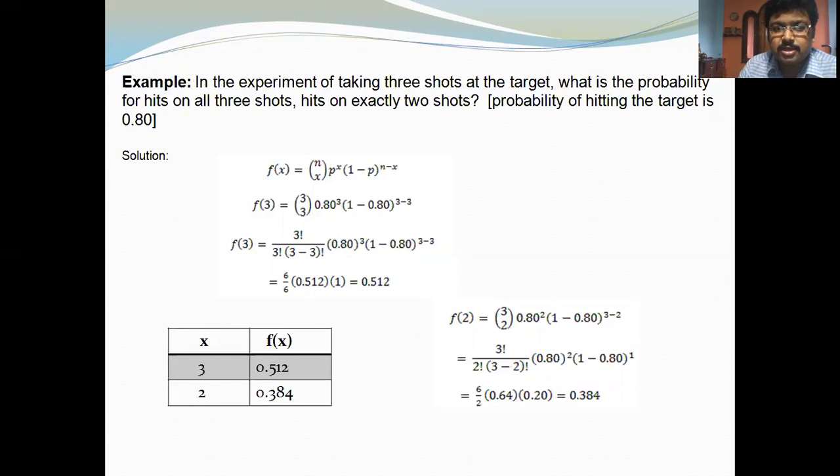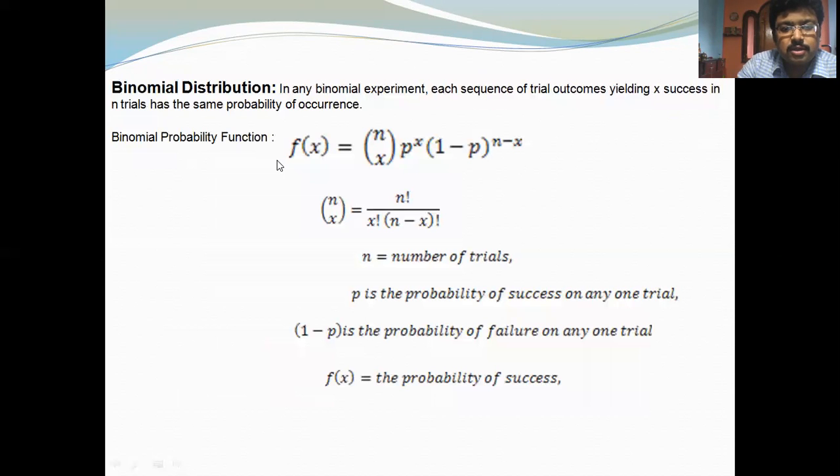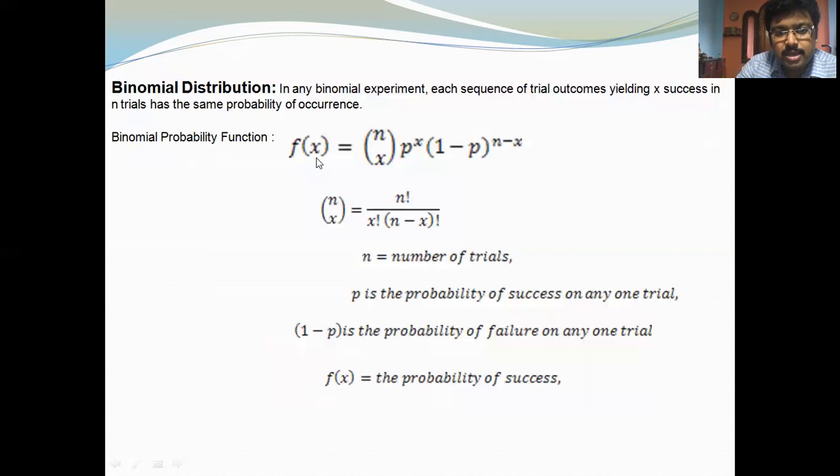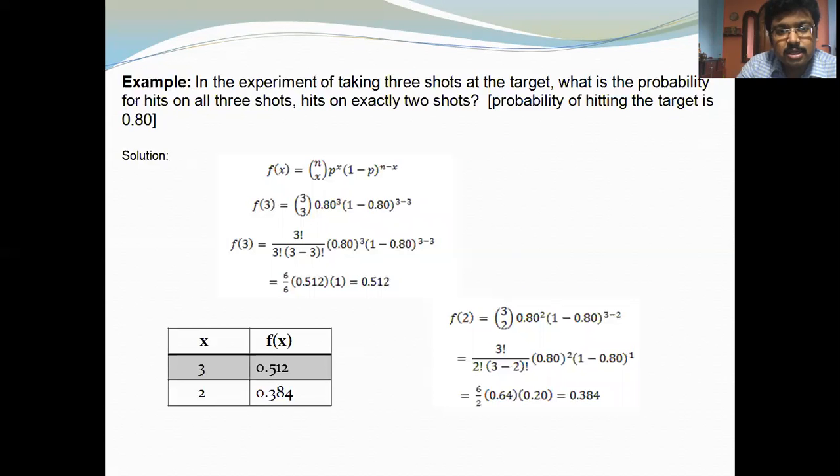The probability of hitting the target is 0.87. It is given. As far as our formula is concerned, this is the function of the probability of success. This is the probability of success function. And n is the number of trials. The number of trials here is 3.